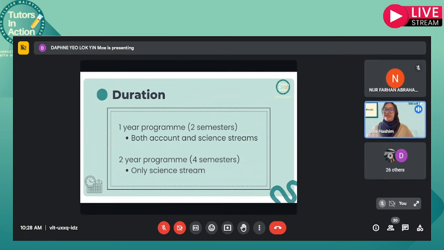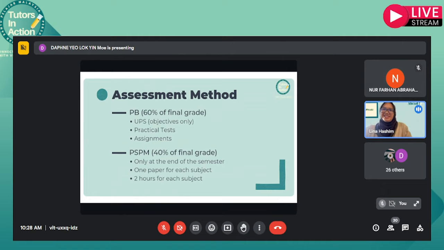In matriculation, we have two types of assessment method. The first one is PB and the second one is PSPM. PB stands for Pentaksiran Berterusan, which consists of UPS, which is like a quiz, practical tests and assignments. PSPM stands for Peperiksaan Semester Program Matrikulasi. These two assessment methods combine to become your final grade. PB takes 60% of the final grade, and PSPM takes 40%.